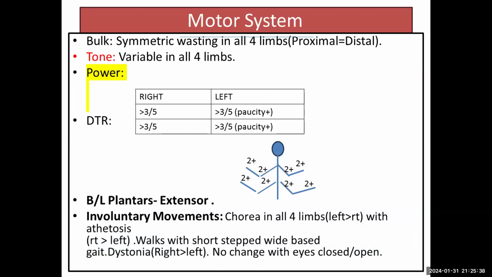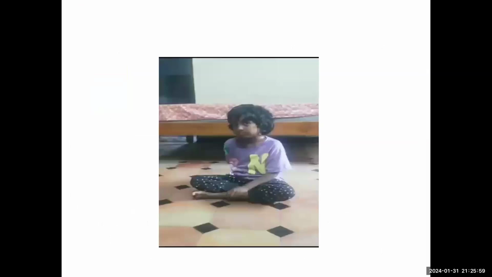Involuntary movements: there is presence of chorea in all 4 limbs, more predominantly on the left compared to the right, with athetosis, which was more prominent on the right compared to the left. The child walks with a short-stepped, wide-based gait with dystonia, right more than left, and no change of this gait with eyes open or closed. So this is the video of the child.